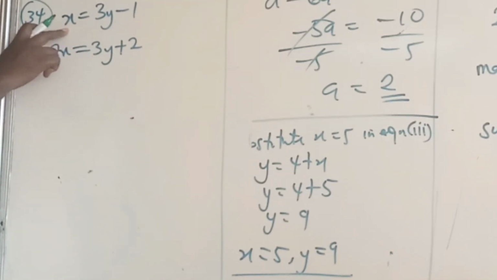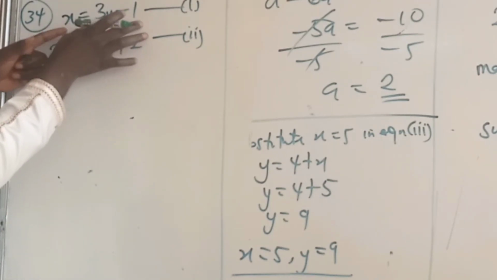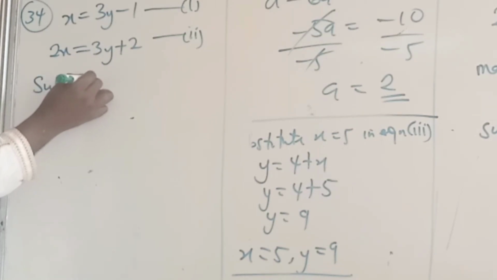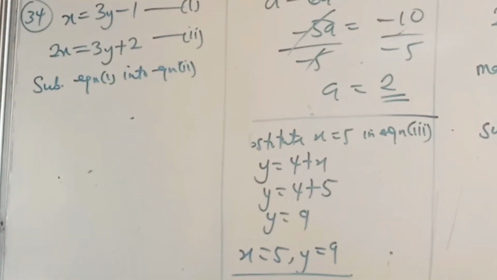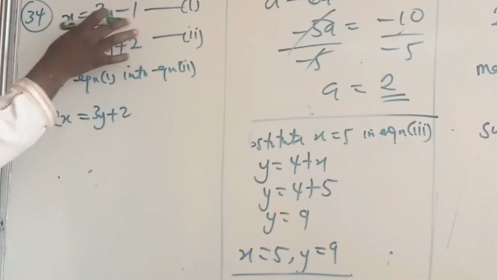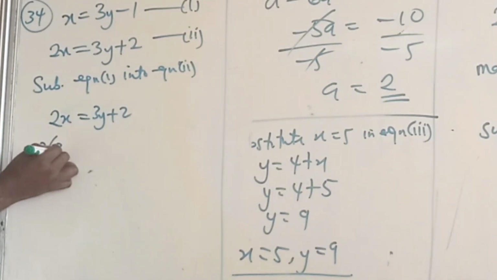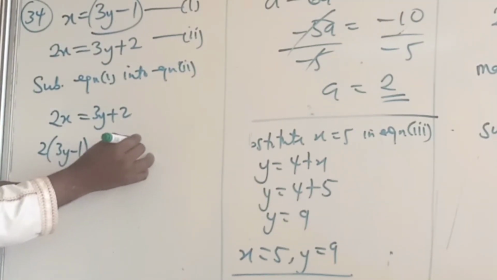This x is already the subject of the formula here. So just substitute equation 1 into equation 2. That gives 2x equals 3y plus 2. I will then put the value of x into this. That will be 2 into 3y minus 1. Am I making sense? Because the value of our x is this, so I'll just replace it, equals 3y plus 2.